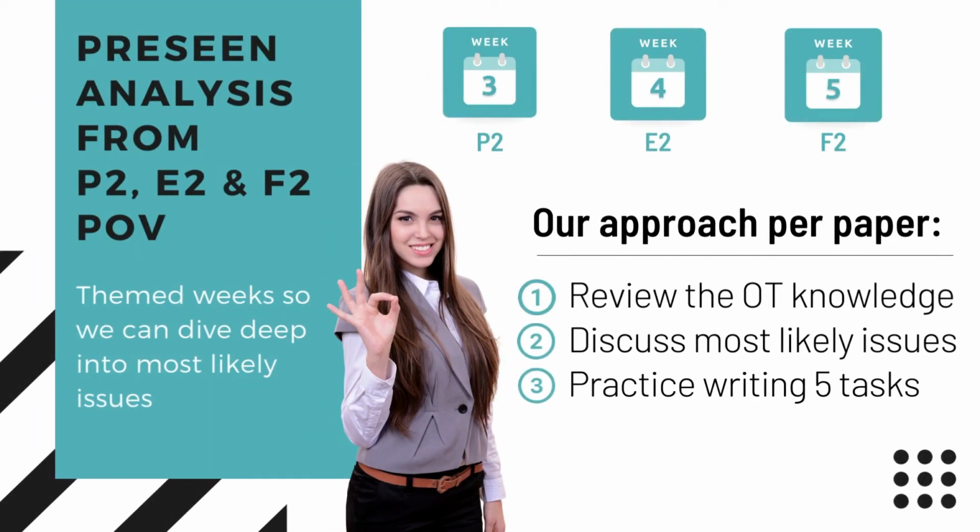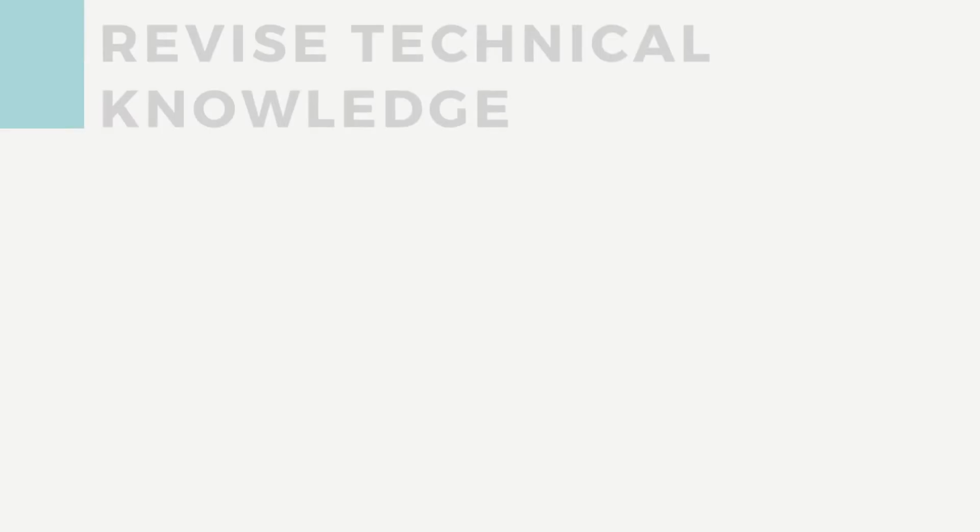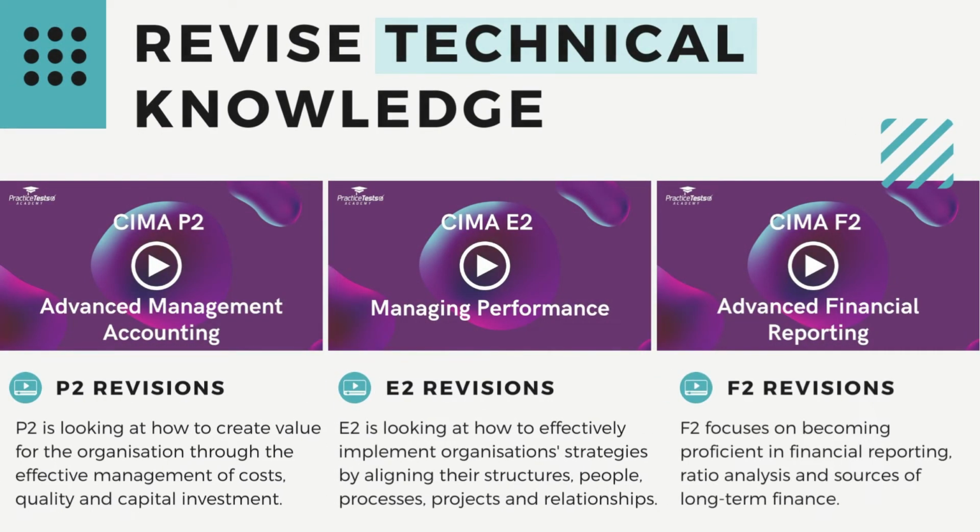Then we'll move on to analysing the PRESEEN from each paper's point of view. Now, P2 is the leading paper in the management case study, so we're going to devote a full week to that. Then we'll spend another week focusing on the E2 perspective, and lastly, we'll wrap up with the F2 paper. In each of the 3 weeks, we will start off by revising the technical knowledge from the week's theme paper, so that's going to be P2 in the first week. Now, it's important to emphasize here that these 3 papers are tested in a slightly different way here.